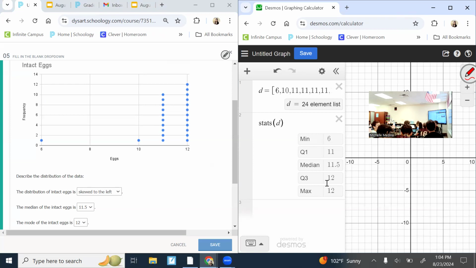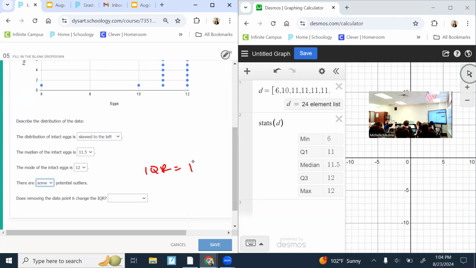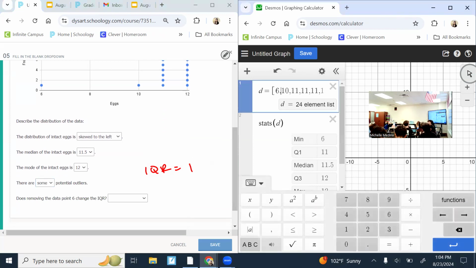So Q3 minus Q1, what is 12 minus 11? 1. Okay, so my IQR before removing the 6 is 1. The question is, does it change if we remove the 6? So let's see. I'm just gonna delete the 6. Did my IQR change? Because it's still 12 minus 11, which is still 1. So, no, it doesn't change in this situation. I would recommend doing that to know for sure, because sometimes it changes, sometimes it doesn't.